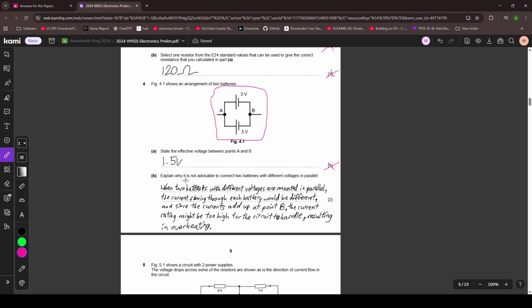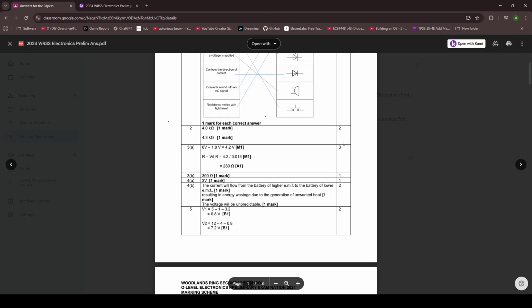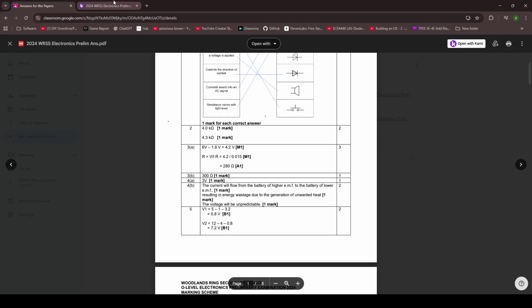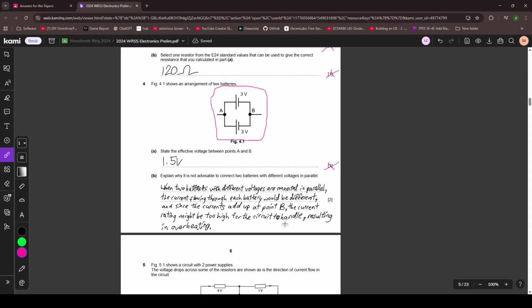Explain why it is not advisable to connect 2 batteries with different voltages in parallel. The student wrote: When 2 batteries with different voltages are connected in parallel, the current flowing through each battery will be different. Since the currents add up at point B, the current rating might be too high for the circuit to handle, resulting in overheating. No, that's not the reason why. The current will be different, but the point you have stated, the current rating might be too high.